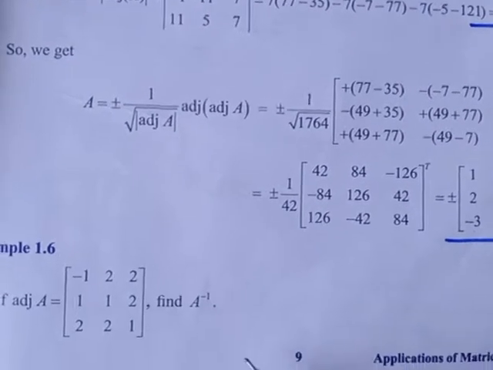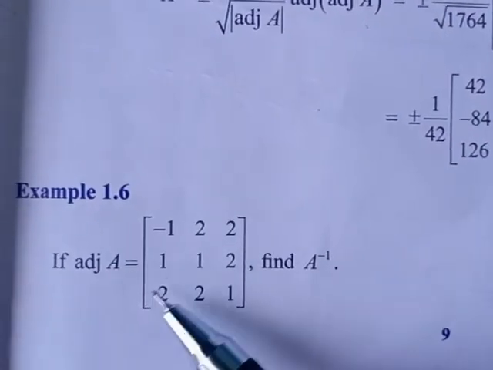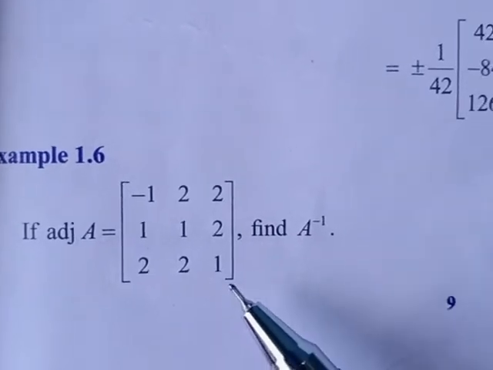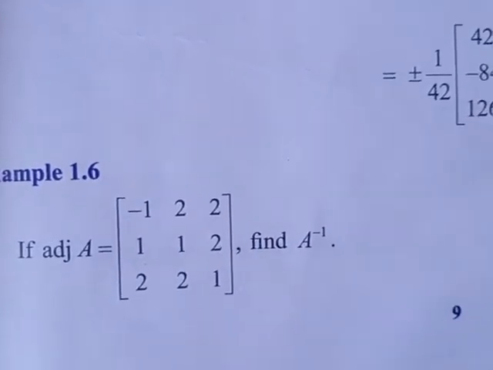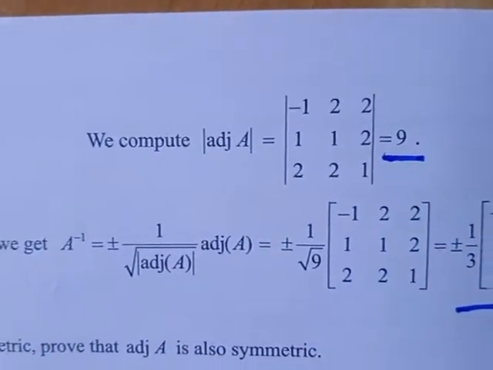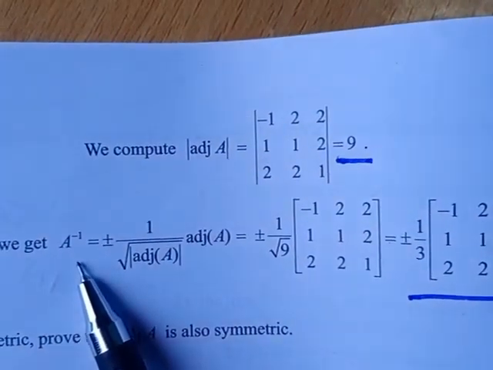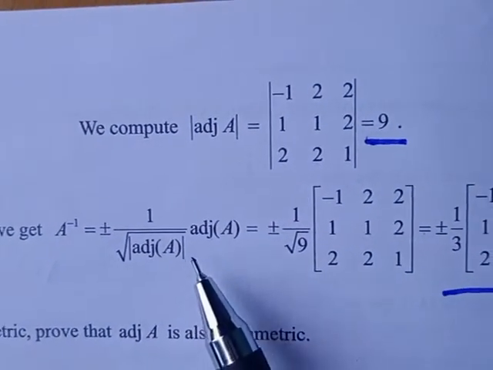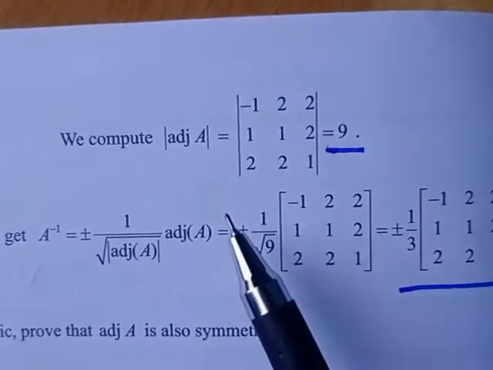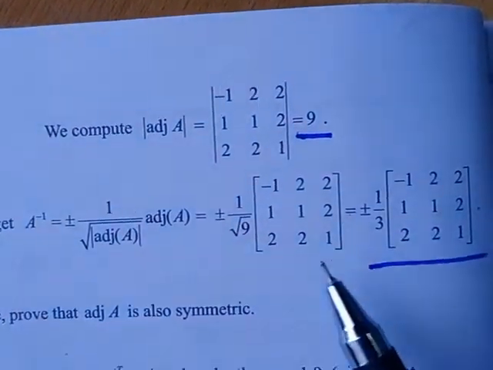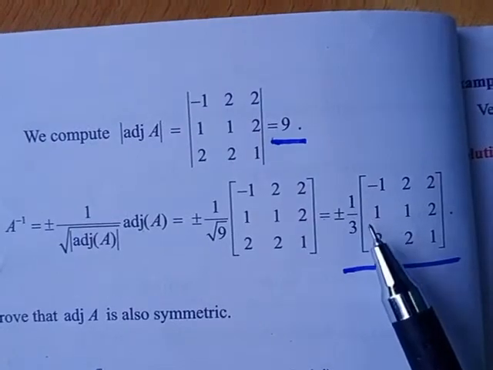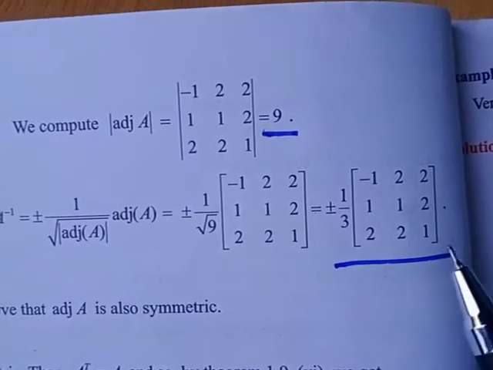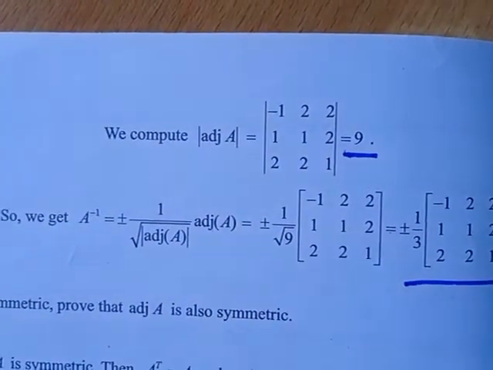The next assignment problem is: if adjoint A equals minus 1 2 2 1 1 2 2 2 1, find A inverse. Here the adjoint A matrix is given, so you have to use the A inverse formula, plus or minus 1 divided by the square root of determinant of adjoint A, into adjoint A. Determinant of adjoint A value is 9. A inverse is plus or minus 1 by 3 into minus 1 2 2 1 1 2 2 2 1. These are the answers for the assignment problems. You will check it.